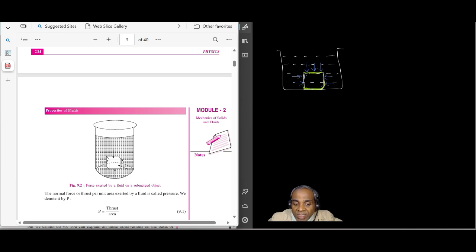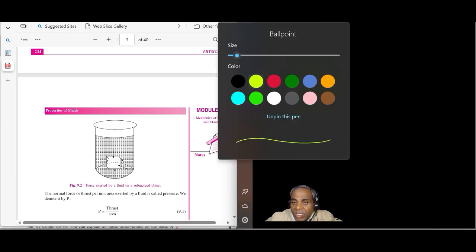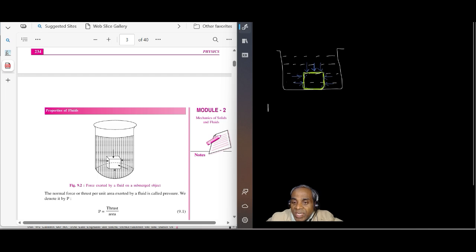And when we talk about hydrostatic pressure, this pressure we talk about as again the same thing. Capital P as a symbol of pressure. So thrust is nothing but a force, perpendicular force, thrust upon area. Same formula which we learned earlier in general. Okay.